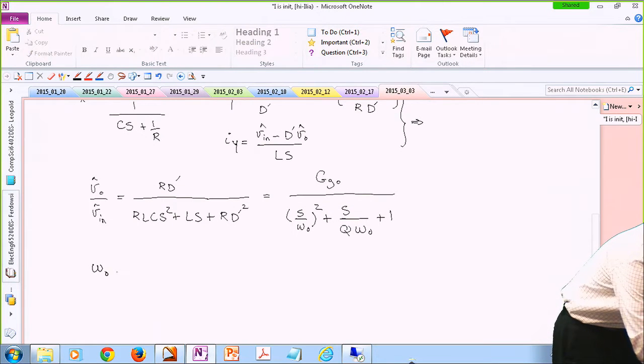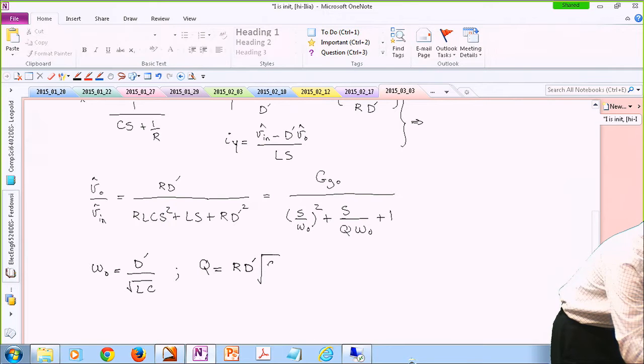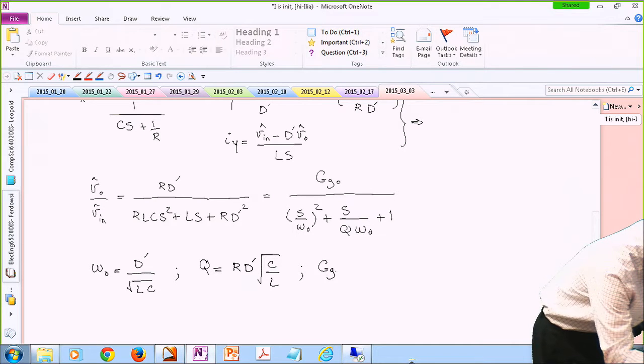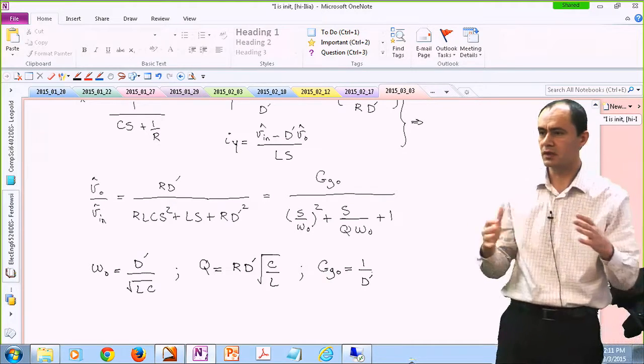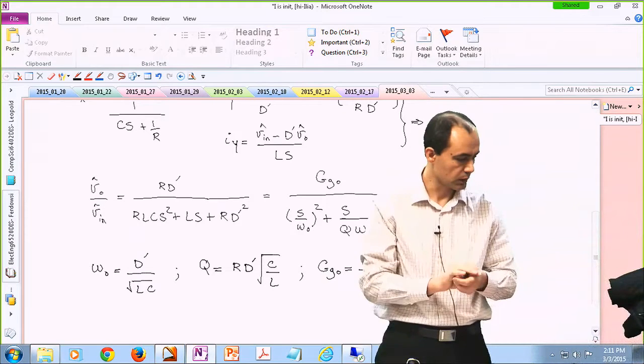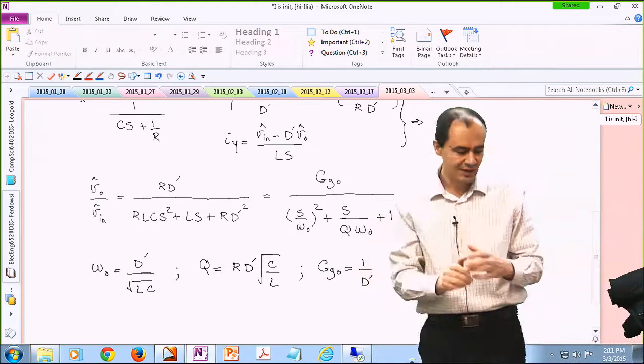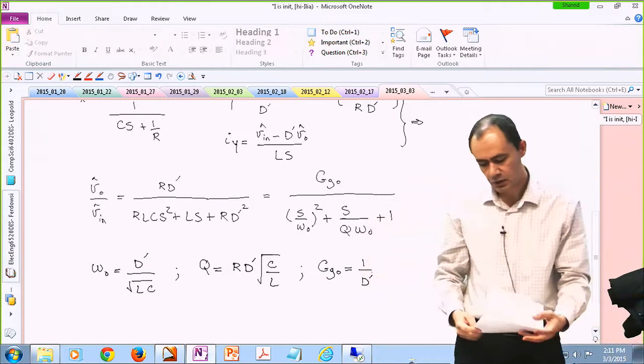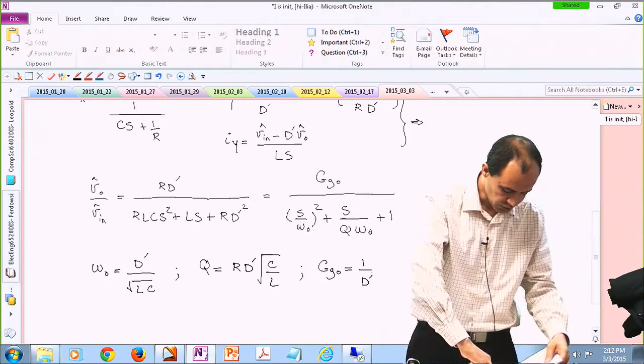Just make a comparison. And you can tabulate things, but anyway, it is going to look like this. Omega naught is d prime over the square root of LC. Q is going to be, okay, I'm kind of showing the abstract version. Obviously, I'm asking you, expecting you to show a complete work. So this was an example if you are interested in finding the audio susceptibility transfer function of the boost converter.